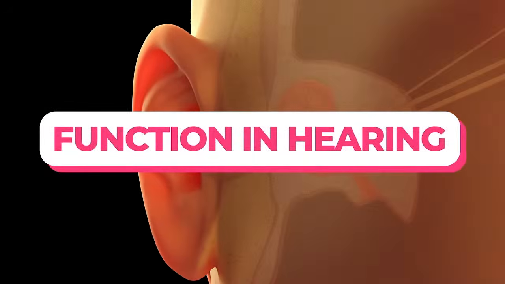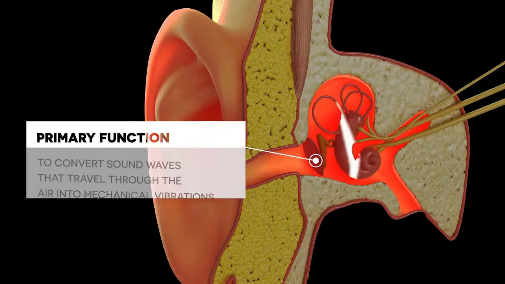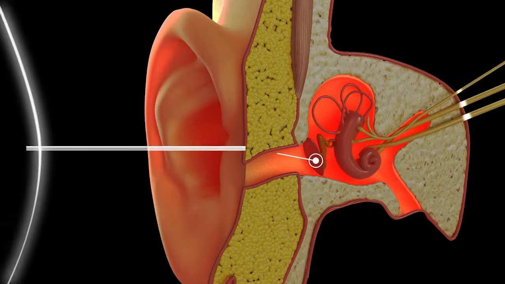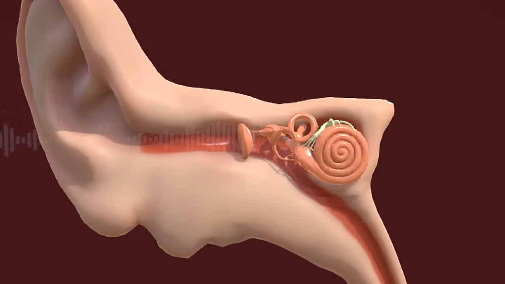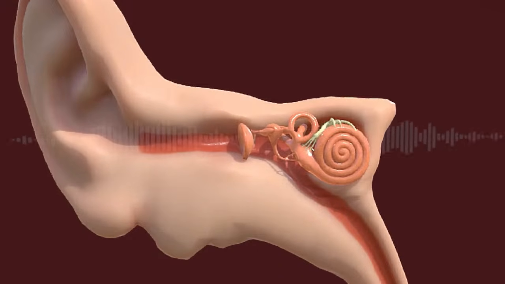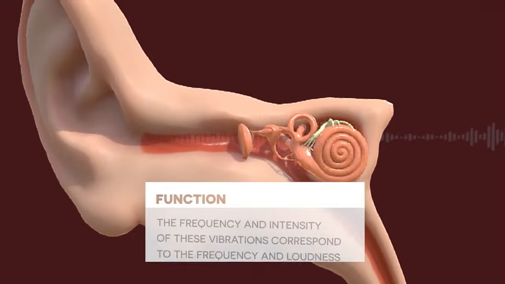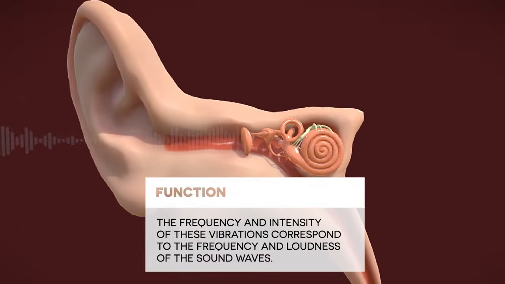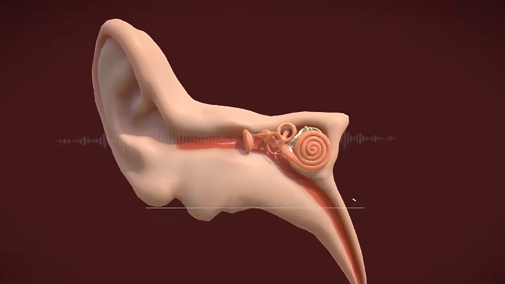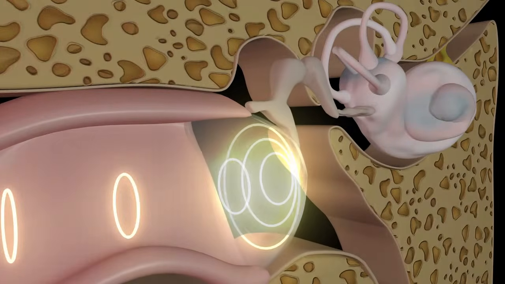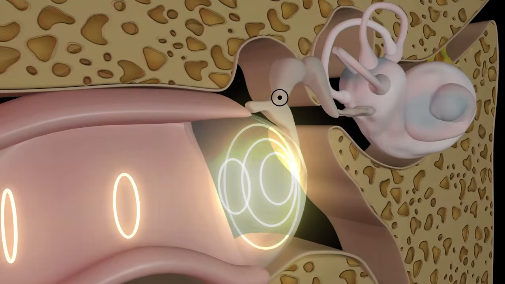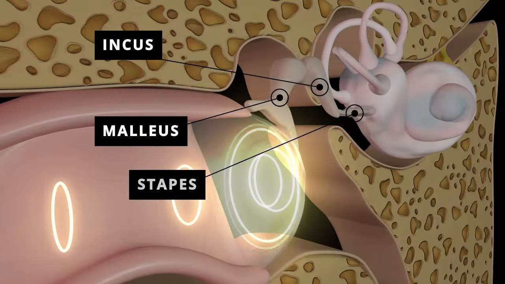Function in hearing. The primary function of the eardrum is to convert sound waves that travel through the air into mechanical vibrations. When sound waves enter the ear canal, they strike the eardrum and cause it to vibrate. The frequency and intensity of these vibrations correspond to the frequency and loudness of the sound waves. These vibrations are then transmitted to the 3 small bones, the ossicles, in the middle ear: the malleus, incus, and stapes.